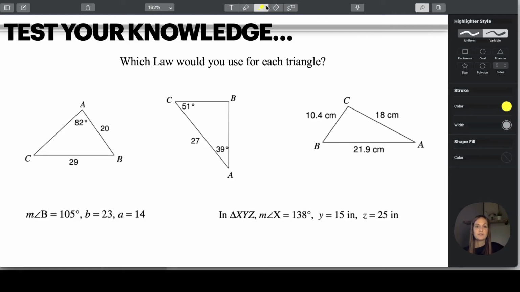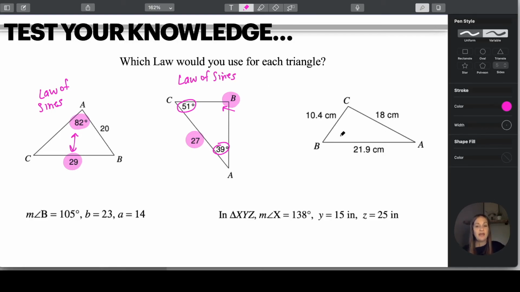Okay, so for the first one, I know that we have an angle and we have its opposite side. So automatically, we would use law of sines. For the second one, we do not have an angle and its opposite side. However, you can find it. Since you know this angle and you know this angle, therefore you can find that angle by subtracting from 180. Once you do that, you will have the angle and its opposite side, which means, again, you would use law of sines.